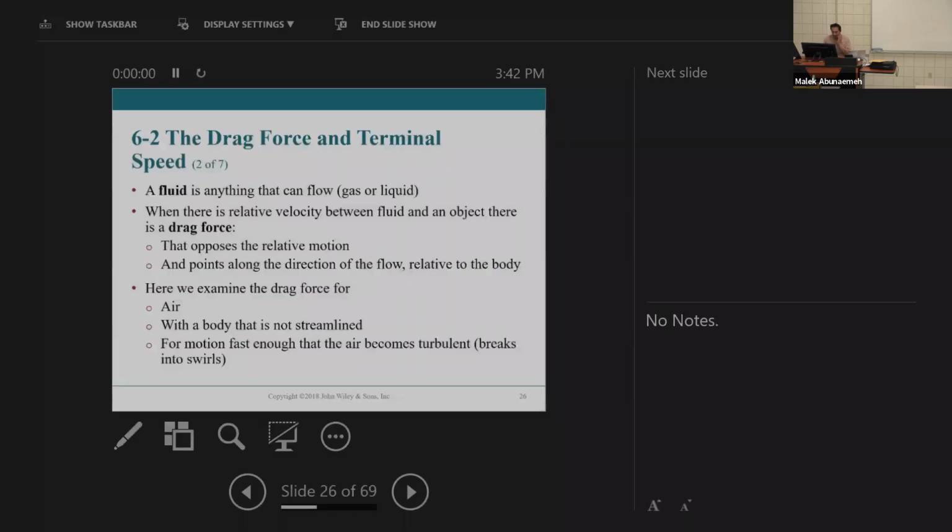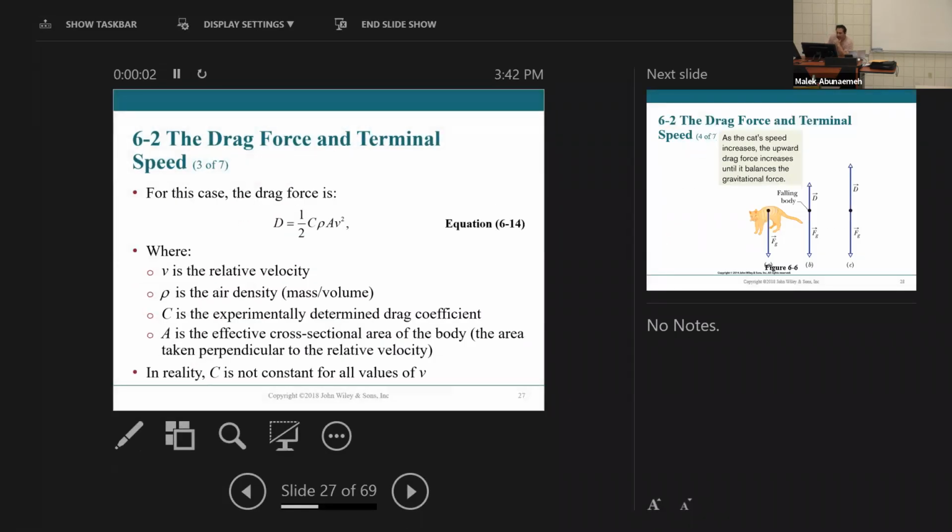So your drag force would be 1/2 C rho A V squared, and again, your C, that's called your drag coefficient. Your rho is your density, which is your mass per volume. Your A, that's your cross-sectional area, and your V, that's your relative velocity.